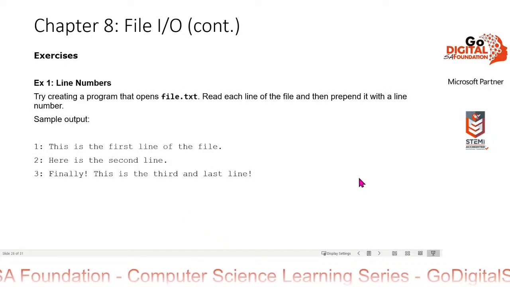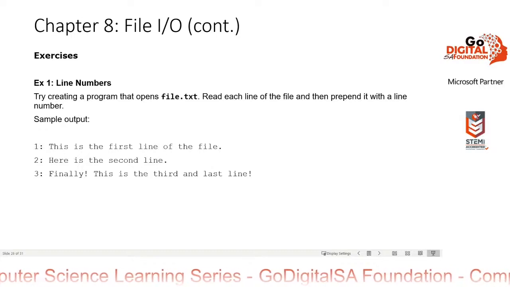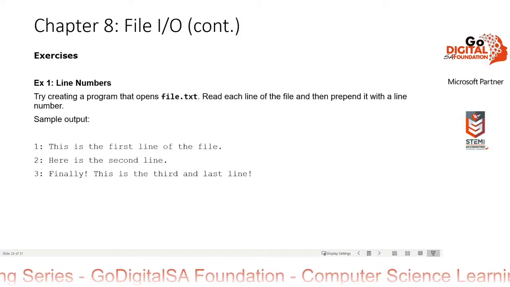Okay, exercises. We'll do 2 exercises. Line numbers. Try creating a program that opens file.txt, reads each line of the file, and then prepends it with a line number. Sample output.